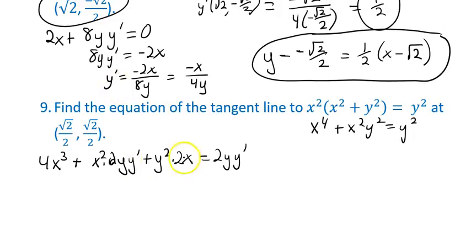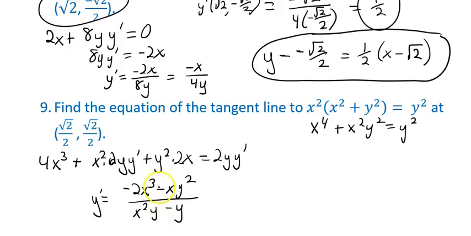And again, I want to get those y primes together and solve, and we've done a lot of that, so I'll go ahead and tell you that that ends up to be negative 2x cubed minus xy squared over x squared y minus y. And so this may be a place you want to pause and see if you can get from this step to this step.